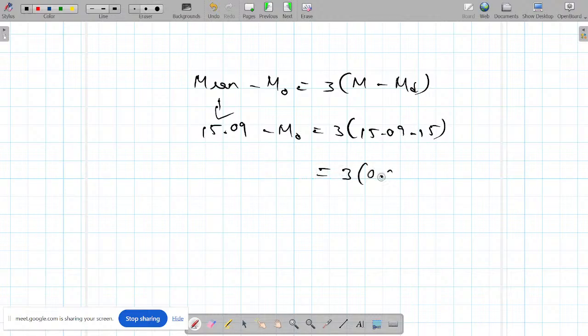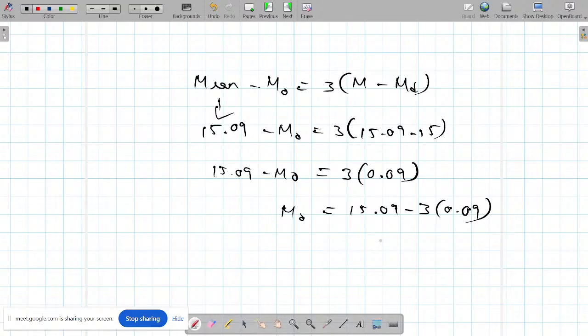3 into 0.09, and this side is... I can get the direct value please. 15.09 minus 3 times of 0.09. Direct value please. 14.82. So we check that arithmetic mean is greater than geometric mean. Median is greater than mode.